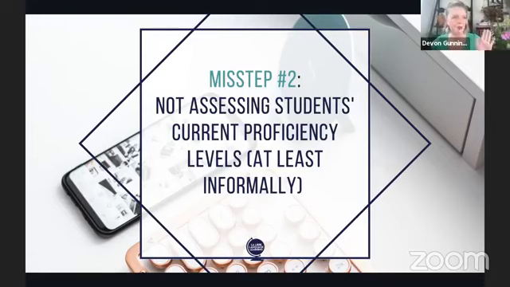Don't worry about it right now. Do not do this right now. You have way bigger fish to fry, like appreciating yourself for Teacher Appreciation Week coming up next week. But for next year, as you're planning out what you're going to be doing, put in a place where you can assess a current proficiency level, at least informally. And here are some ways that you can do that.